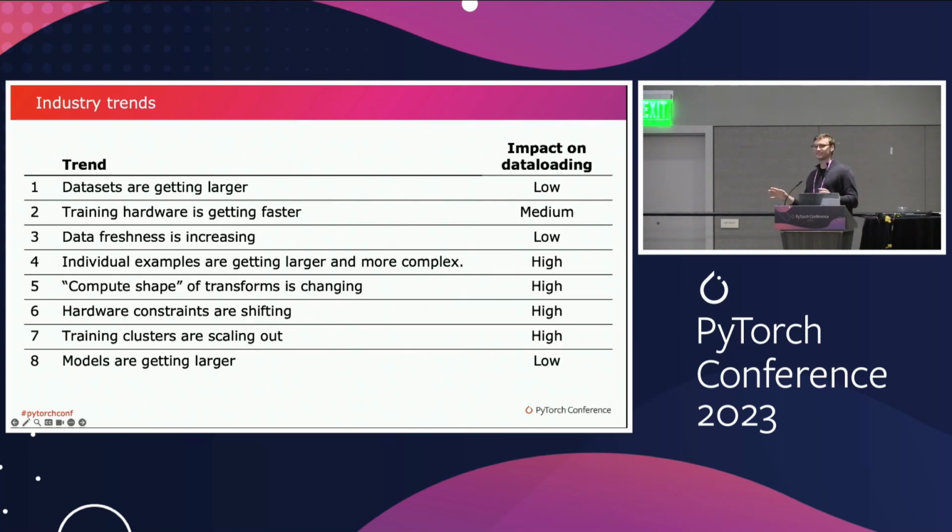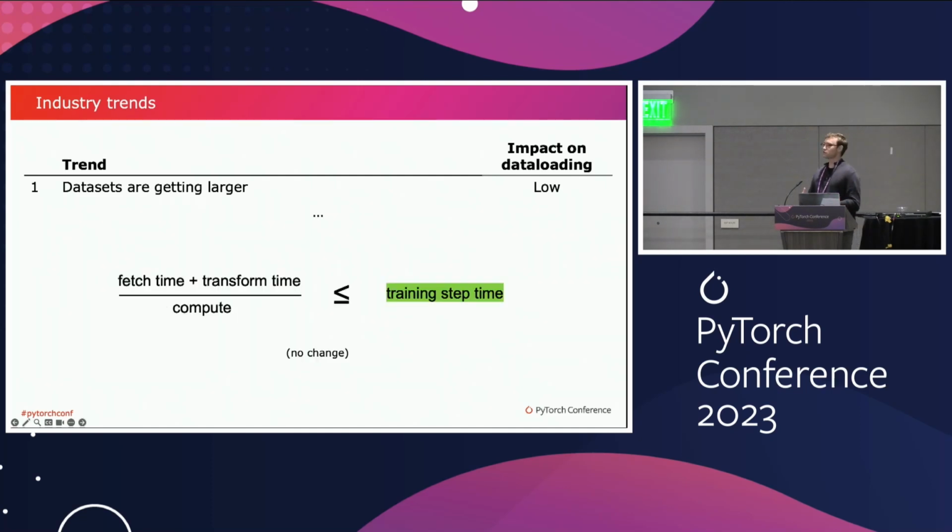Now, getting back to the title of the talk, how is the ML landscape evolving? And what does this mean for the data loading ecosystem? So let's look at a few examples of key trends that we've recently seen and that we expect to continue. The first trend to note is that dataset sizes are actually getting larger. We now talk about trillions of tokens, millions and billions of images.